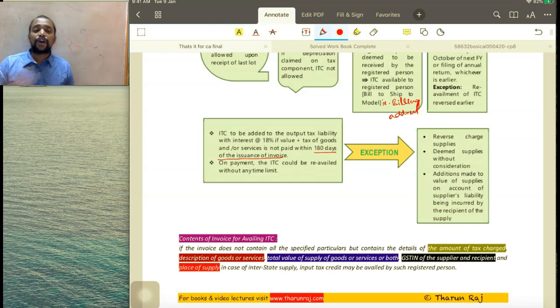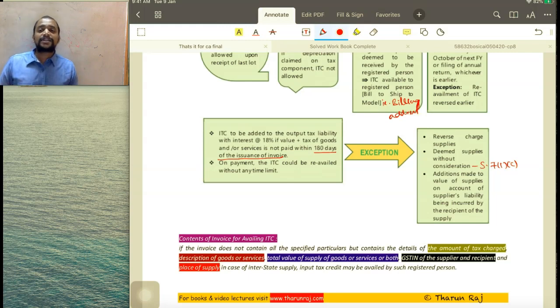This 180 days is a self-assessment exercise to be done by the recipient. And it is not applicable in 3 cases. What are those 3 cases? RCM. Whenever you are liable to pay GST under RCM, this is not applicable. And deemed supply without consideration, that is, you are making some supply under 7(1)(c). Anyhow, there is no consideration. In that case, the 180 days computation is not required.